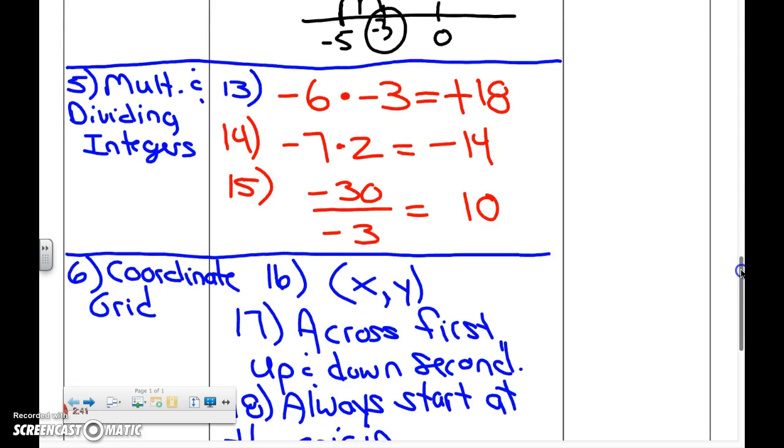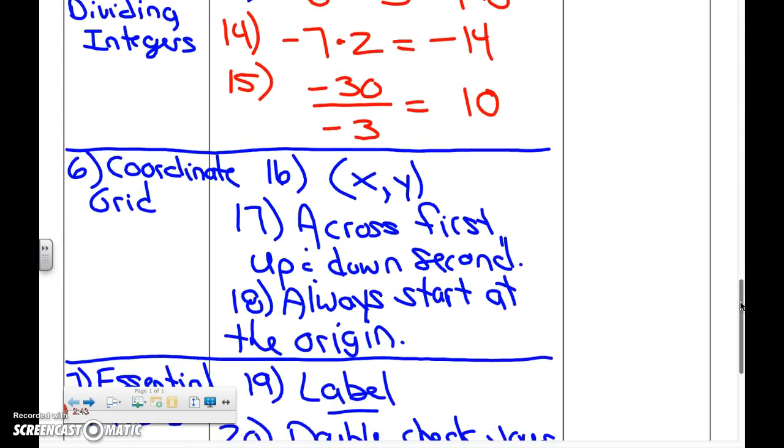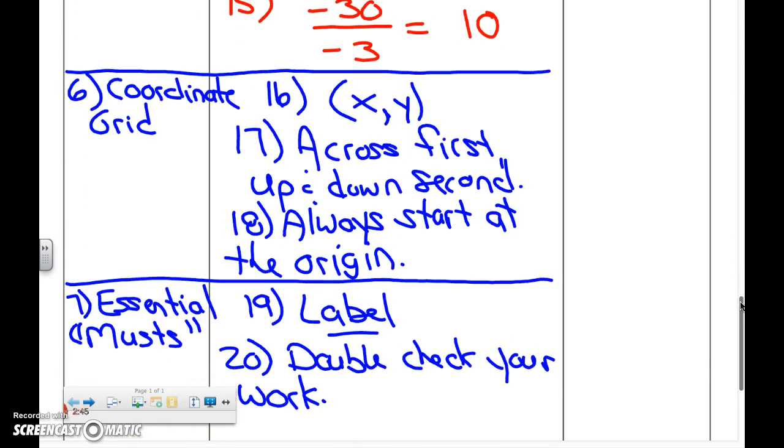Coordinate grids. We just finished coordinate grids. It looked pretty good. Remember, x first, y second. Where do you always start? Always start at the origin. Remember, it's 2 number lines. You have 2 number lines when you're talking about a coordinate grid. One goes across, one goes up and down.